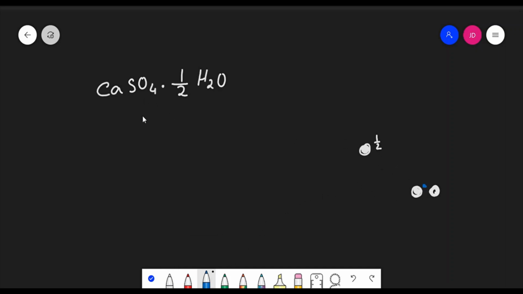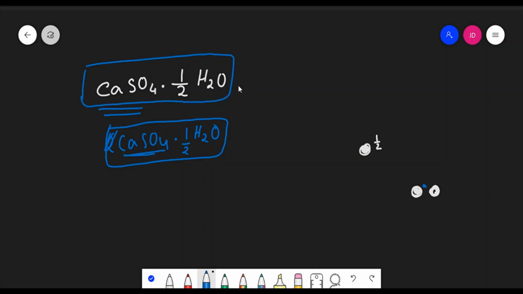So in this case, this actually should have been 2 CaSO4 dot 1 H2O, but we divided by 2 to make it one single CaSO4, so it becomes half H2O. So I hope this is clear. Meaning of this statement is, for 2 CaSO4, 1 water you will find it. Okay, and this is in the form of a powder.